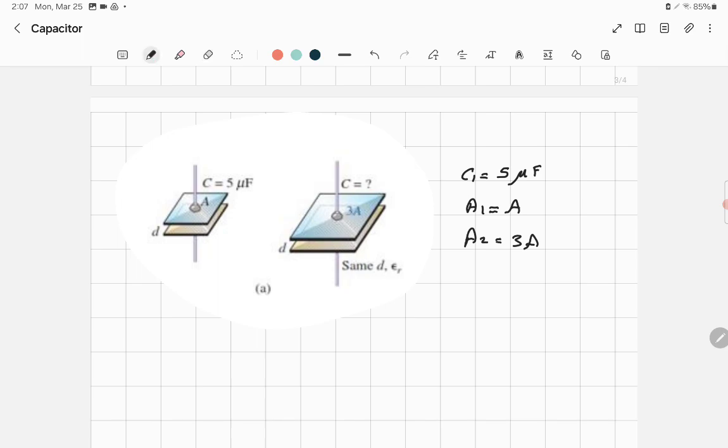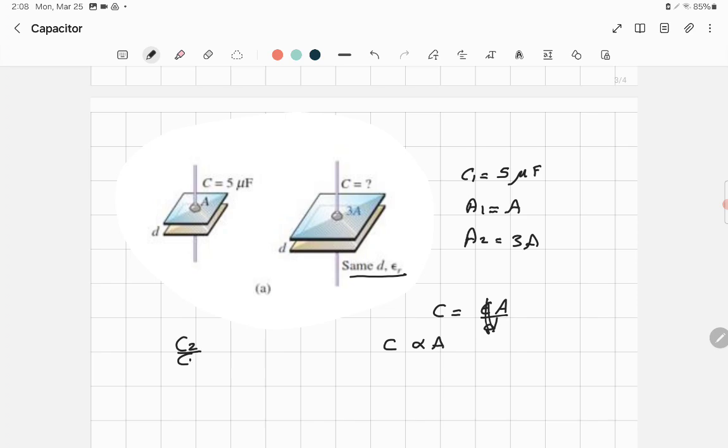D is the same, so D is constant and epsilon is constant. You have air, or you have epsilon R here? The same. You see, the same D and epsilon R. So we know that C is equal to epsilon times A divided by D. Obviously, these are constant, so C is directly proportional to A, as explained last time.